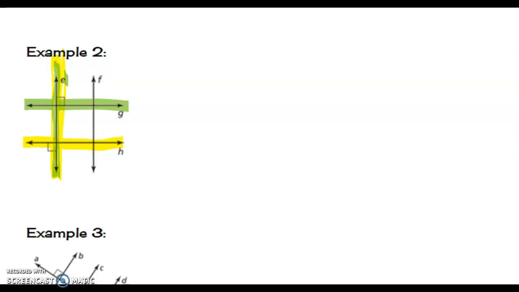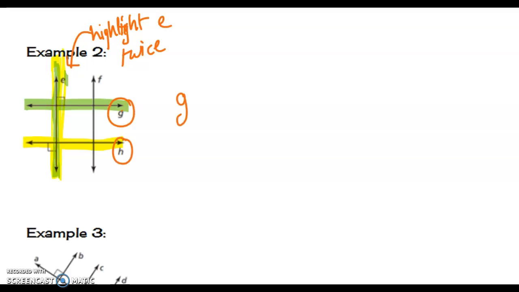Okay, so if you notice, I had to highlight line E. I highlighted it twice. So that tells me that there must be something going on here. So if you look at it, based on what I've highlighted, I never highlighted line F. So there is nothing going on with line F. So I highlighted that E is perpendicular to G and E is perpendicular to H. So therefore, G and H must be parallel. So I'm going to say G is parallel to H.